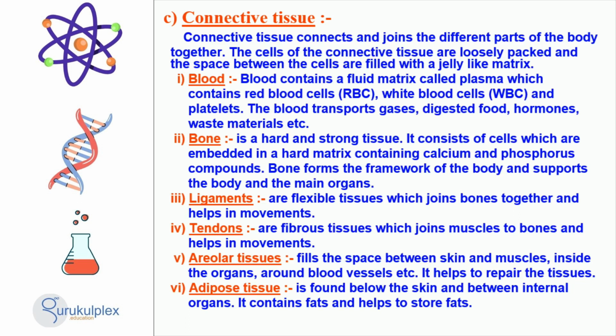Bone is another specialized form of connective tissue. Its cells are embedded in a hard substance composed of calcium and phosphorus compounds, providing a structural framework for the body and its organs. Ligaments are flexible tissues that join bones and facilitate movement, while tendons are strong fibrous tissues that link muscles to bones and also support movement. Areolar tissue is located between skin and muscles, surrounding blood vessels, and repairs tissues. Lastly, adipose tissue is found beneath the skin and between internal organs, providing storage for fats.